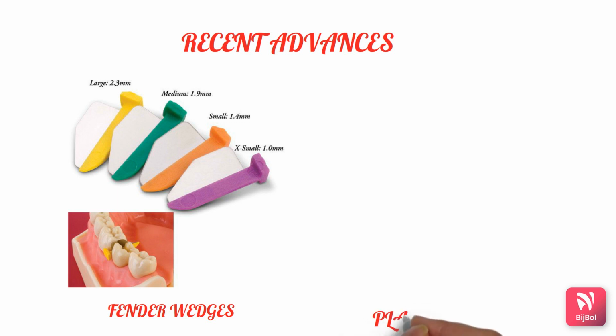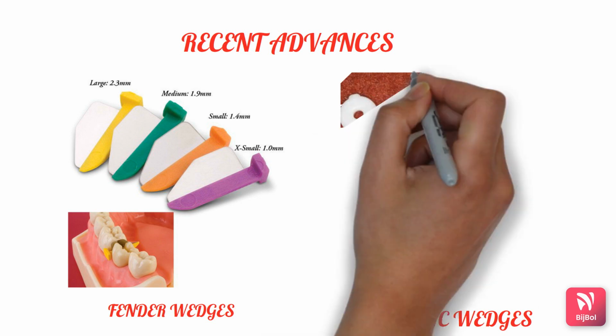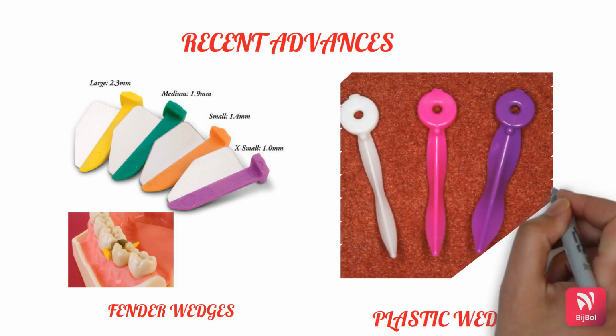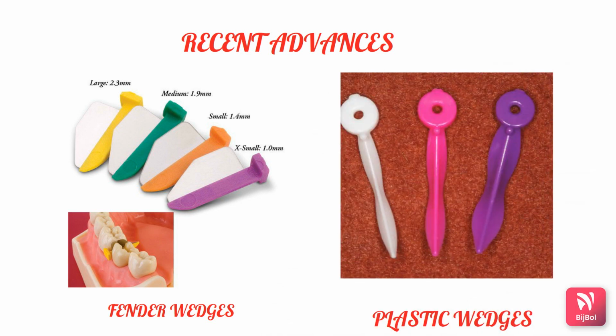Now we can see the plastic wave wedge. This wedge is designed with a wave curvature that allows for an optimal adaptation to the anatomy of the cervix of the tooth. Furthermore, its elasticity enables the wedge to expand after entering the critical interproximal area.